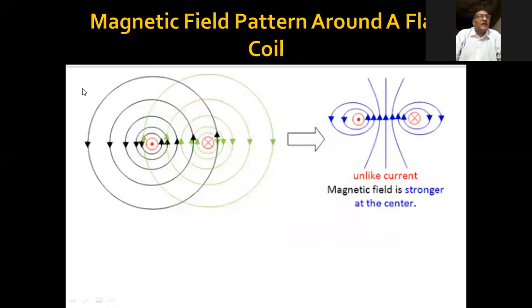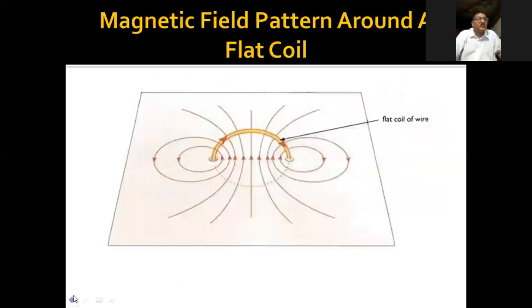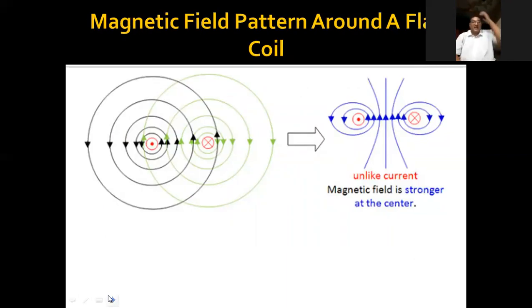Let me bring this back here so you can understand. This is another way of representing the same diagram. From here, the current was coming out of this plane, and here the current was going into this plane. I'm talking about this plane, this paper or this cardboard or this table. Here, the current is coming out of this plane, and here the current is going into this plane. So the same diagram, now I am representing with a different style.